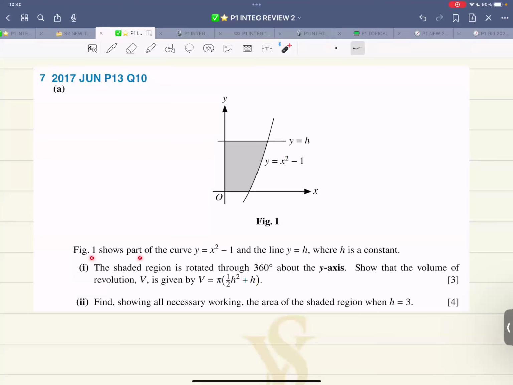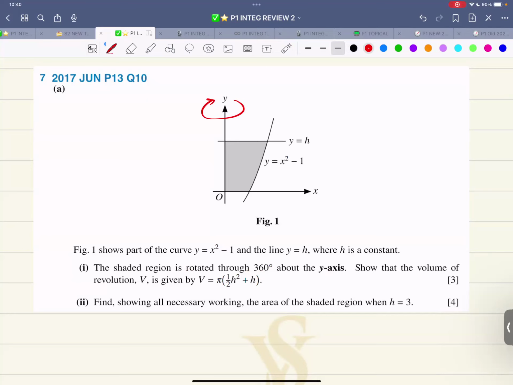Figure 1 shows part of the curve and the line y is equals to h. So this is the line y is equals to h. This is part of the curve. The curve would be going like this because it's a quadratic curve. The shaded region is rotated 360 degrees about y-axis. So let me focus over here. It's about y-axis. Show that the volume of revolution is given by such and such.